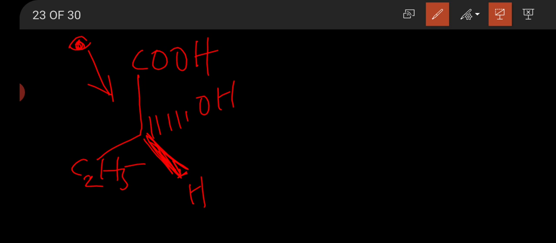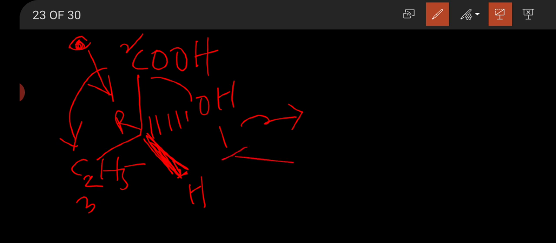Therefore, this is the first priority, this is the second priority, this is the third priority. 1, 2, 3 to us is anticlockwise. To the observer it is clockwise. To the observer the direction is clockwise. Therefore, it is R configuration. Okay.